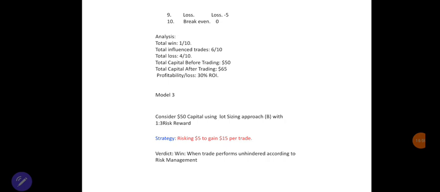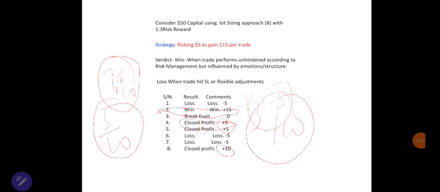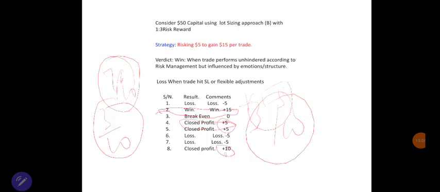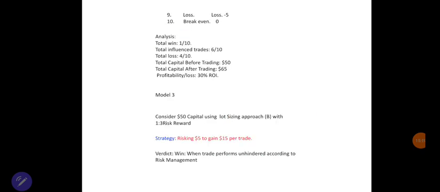1 over 10. Total influence trades, that is those ones that we broke even and we closed the profit. And then you see that the total number of losses is 4 over 10 and all of this. If you do the maths together, you see that, in fact, we even have 30% risk to reward, which is very good.